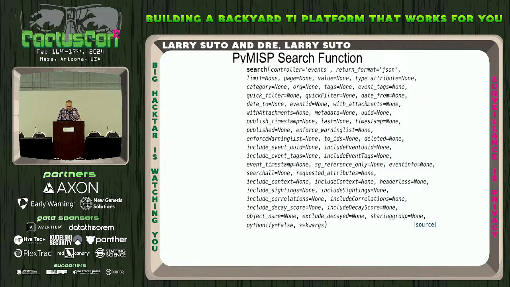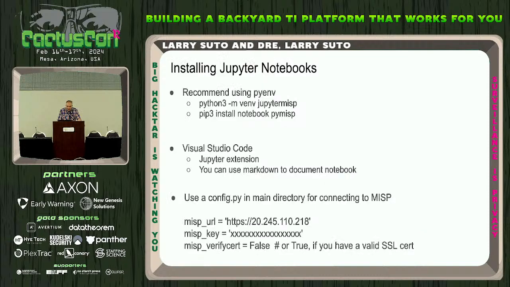Fairly robust. So these are all things you can use to search the events with. Another thing, which I like to use, is Jupyter Notebook. Basically, all the stuff we talked about, you could do straight from a Jupyter Notebook directly connected to your MISP instance. And this is very simple. You can install it with Jupyter Notebooks with those two lines of code.